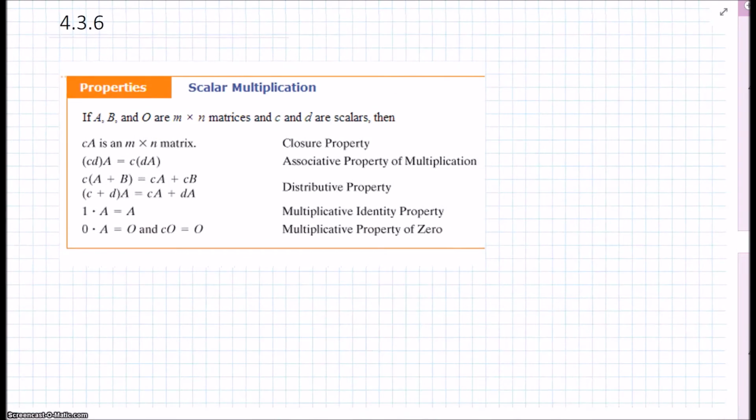Scalar multiplication. If A, B, and O are n by n matrices and C and D are scalars, then CA is an n by n matrix. CD times A and C times DA is the same thing by the associative property. C times the sum of matrices A plus B is the same thing as C times matrix A plus C times matrix B. And the scalar C plus D times A is the same thing as C times A plus D times A. 1 times A is A, and 0 times A is 0. Okay?